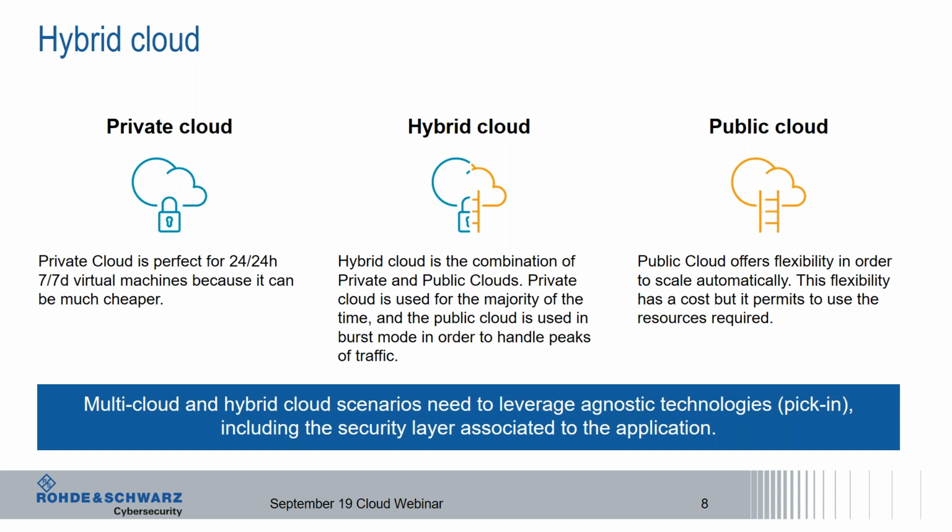But at the same time, public cloud is perfect for scaling. When you have a peak of traffic, you want to rely on it to be able to scale. So the idea of the hybrid cloud is to use both private and public cloud. For example, you have a few machines on your private cloud that will be able to handle all the traffic 95% of the time. And when you have a peak of traffic and you need to scale, you rely on the public cloud to do so. And for multi-cloud and hybrid cloud scenarios, you need to leverage an agnostic technology.